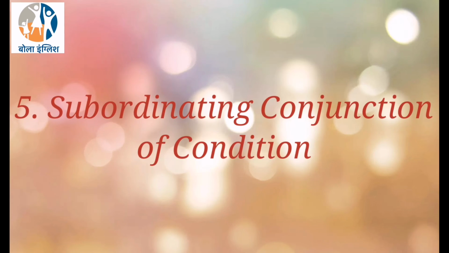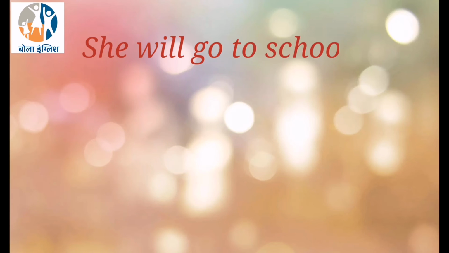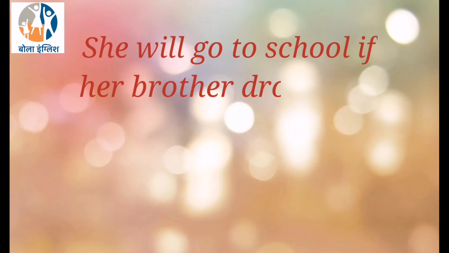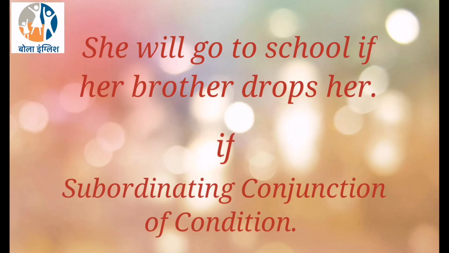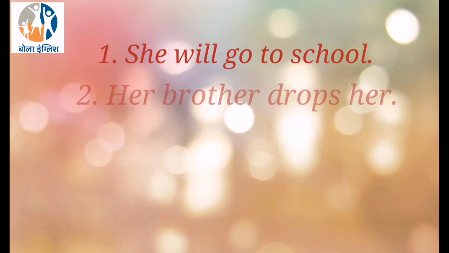Number 5. Subordinating conjunction of condition. She will go to school if her brother drops her. On which condition will she go to school? She will go if her brother drops her. The word if is the subordinating conjunction of condition, joining the two sentences. Number 1, she will go to school, and number 2, her brother drops her.